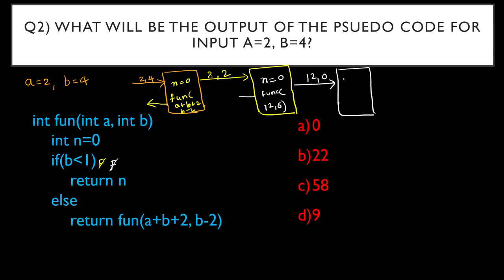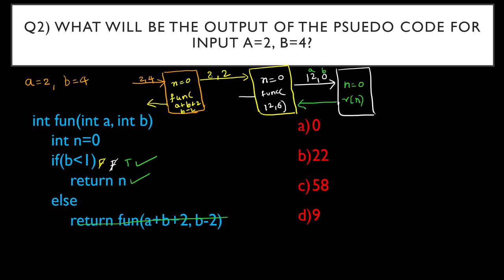In this function call, again we are creating n is equal to 0. If b is less than 1, this time this becomes true because the value of b here is 0. This is b and this is a. So it is 0, and hence this condition becomes true. This will not be executed, but this will be executed, and hence it says return n.